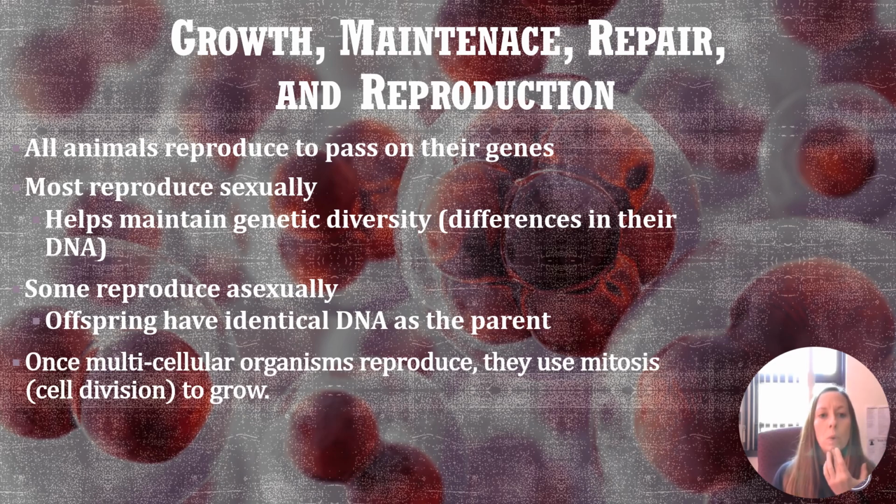And then once multicellular organisms reproduce, they then use mitosis or cell division to grow. Okay, so all of this repair, this growth, reproduction, this is all using either meiosis, which is cell division to make sex cells, or mitosis, which is cell division to make body cells or a new organism, right? And that's all in our genes and our DNA, and we're going to have to go back to DNA and start there to figure that out.